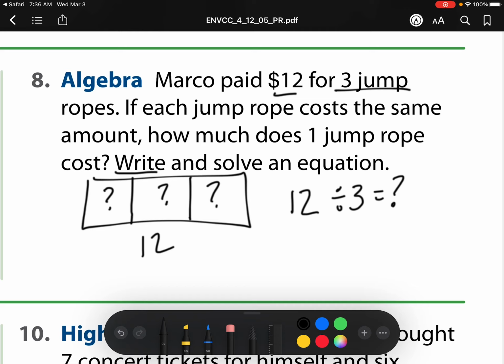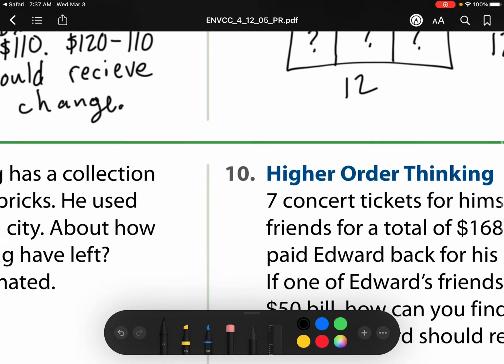And remember, 4th grade, we don't use question marks. We use a letter. That letter means the exact same as a question mark, that mystery. So we're just going to put J for jump rope. So how much does one cost? So 12 divided by 3 is 4. So J equals 4. 1 jump rope costs $4.